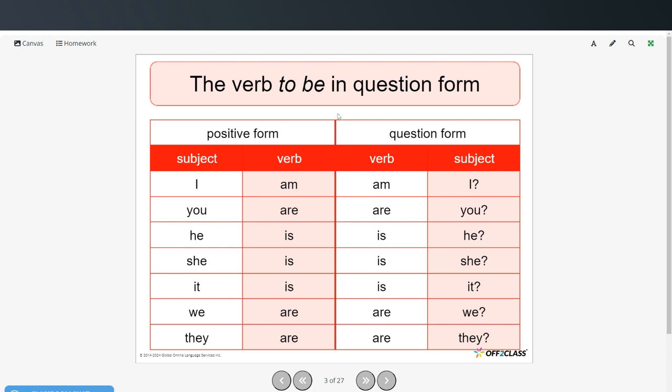So to change the to be verb into the question form, we simply reverse the order. So the positive form, I am, becomes am I in the question form. You are becomes are you. He is becomes is he. She is becomes is she. It is becomes is it. We are changes to are we. And they are changes to are they.